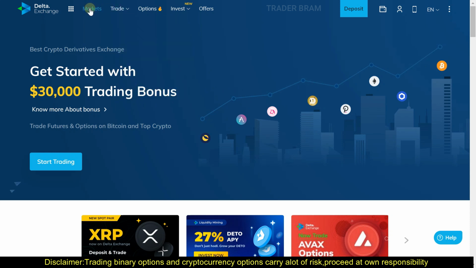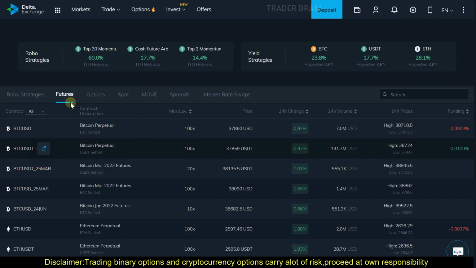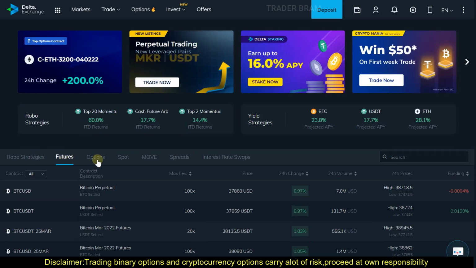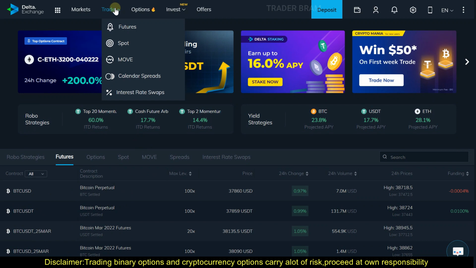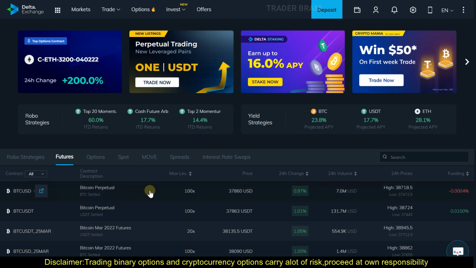When we check the markets, we can see we have the futures, the options, spot, move, and spreads. So this is what you can trade in the market, and it's also in this drop down. You can see what you can trade is the futures, the spot, and the move. You can also get the calendar spreads when you click on this link, and also the interest rate swaps when you click on that link.